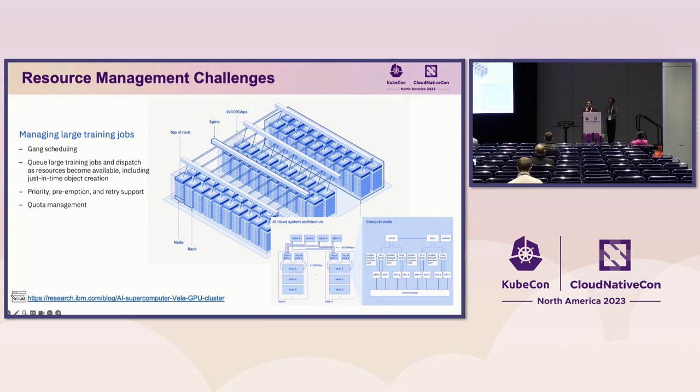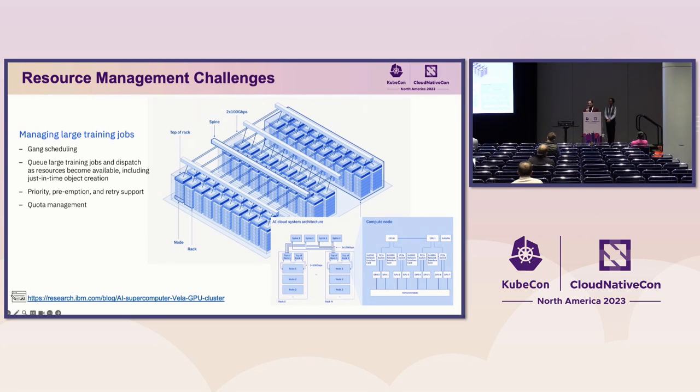And as you can imagine, when you have these large-scale training jobs that require hundreds to thousands of GPUs, there are some challenges with managing these large-scale jobs. And so it became really important to make sure we have a robust system like MCAD to handle all of the situations you might run into with multiple users running on this same Kubernetes-based system. The options from MCAD, such as queuing these large training jobs and dispatching them as resources became available, along with things like the priority, preemption, and retry support, are part of the critical path for training some of these multi-billion parameter models at IBM Research.